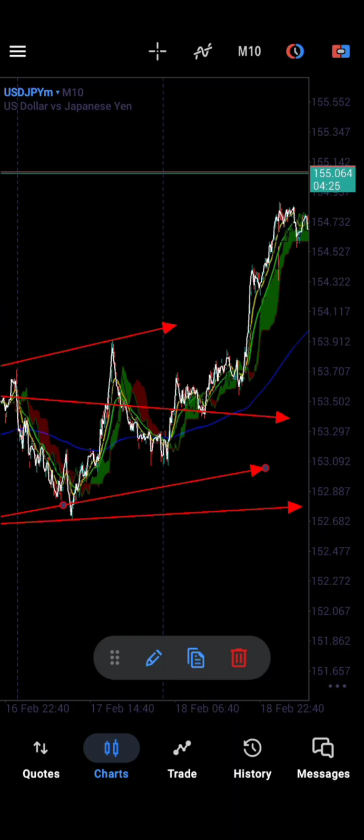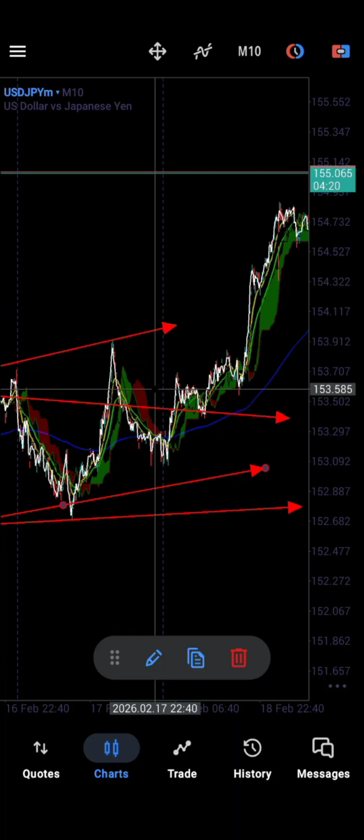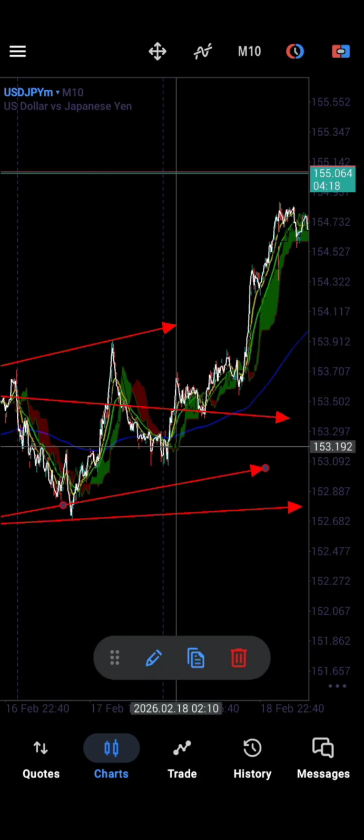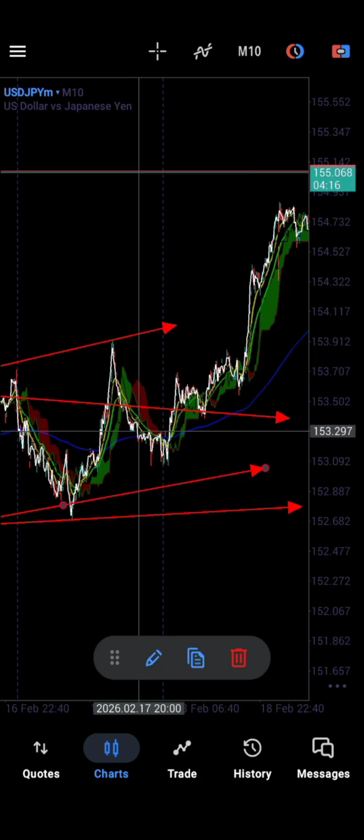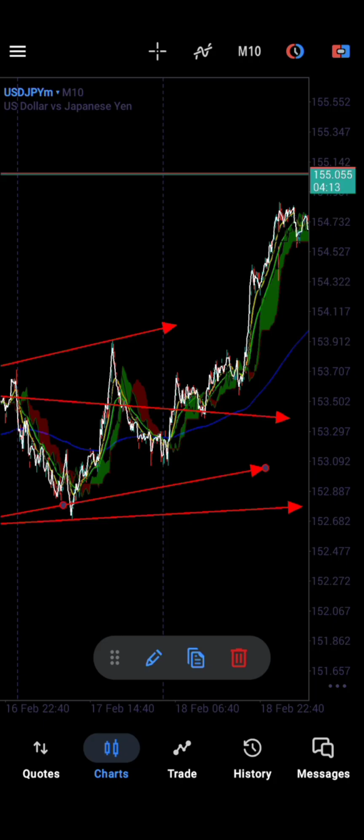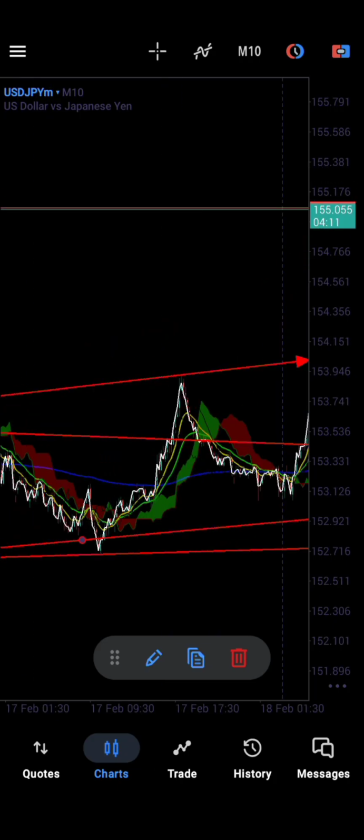Then the next confirmation on this is my moving average, the blue moving average. It indicates that the market is trying to move higher. So where is my entry point? My entry point is here at this point.